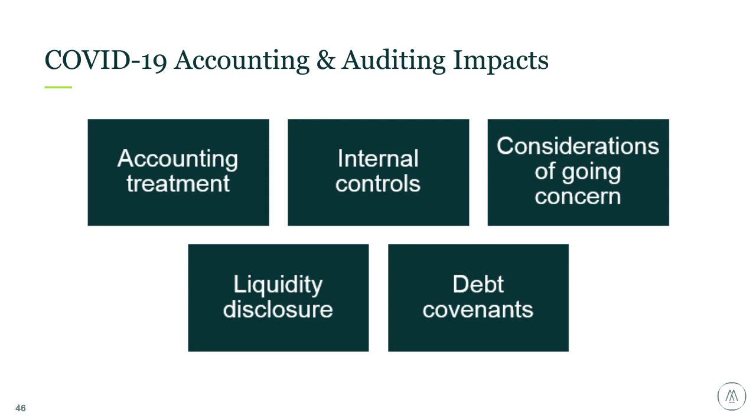As it relates to going concern, liquidity disclosures, and debt covenants, just a reminder to really start thinking about these areas if you haven't already. GAAP requires that management performs a going concern analysis, and all not-for-profit organizations are required to disclose the availability of liquid or financial assets for a year from the balance sheet date.